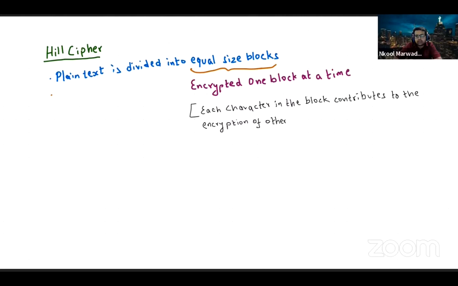So the idea is that the encryption process is dependent on the plain text also here in the Hill cipher. Just like in the auto key cipher, here also the encryption depends on the position of the plain text characters as well as the plain text character itself. So both of them play a role in the Hill cipher.